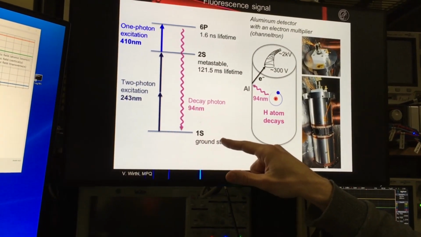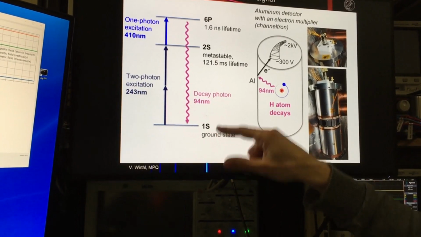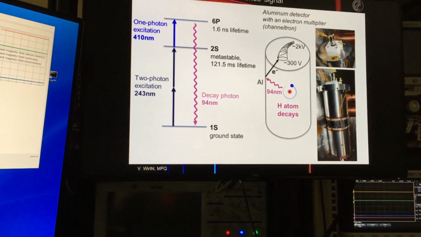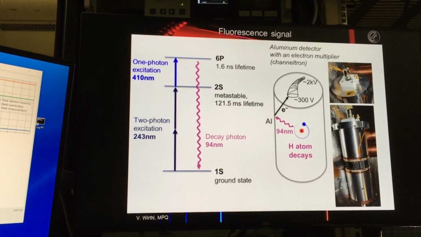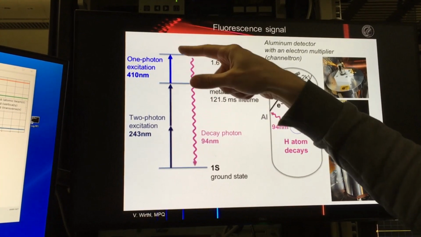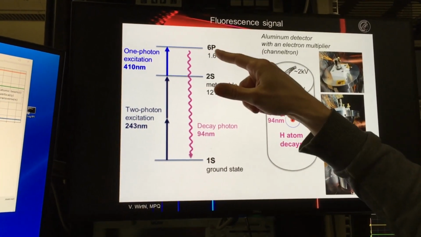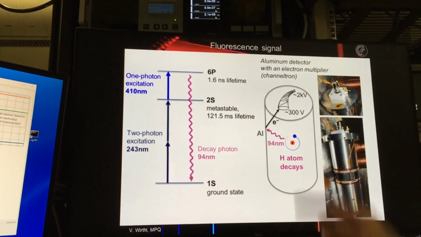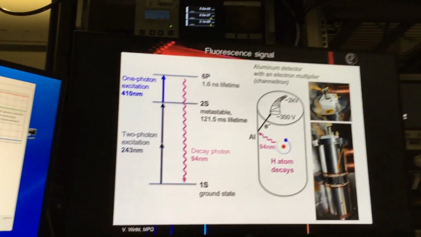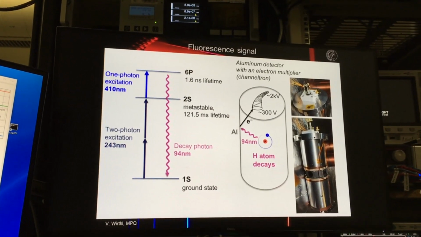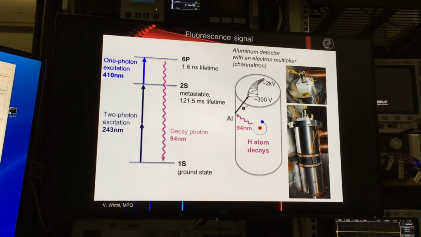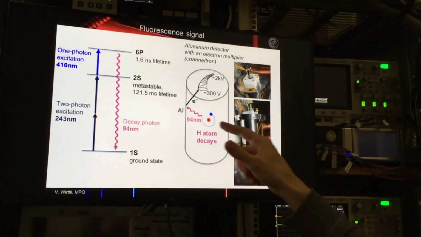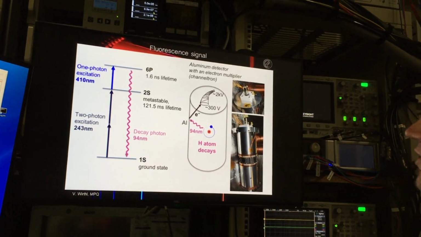We first start with the ground state, the 1S state, and then we have the two-photon excitation with 243 nanometers to this metastable 2S state. And then we further excite the atoms to the short-lived 6P state with another laser of 410 nanometers, which then decays mainly to the ground state, emitting this high-energy photon with a wavelength of 94 nanometers. And now this photon hits the walls of our cylindrical detector.